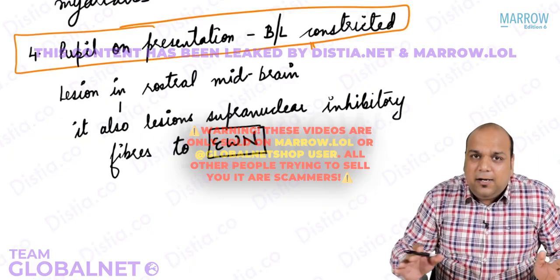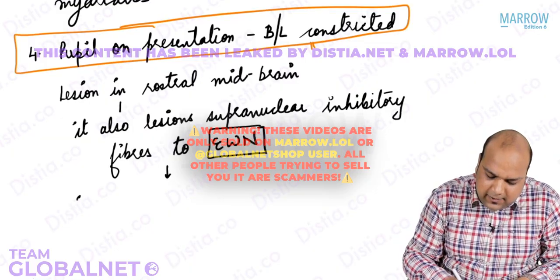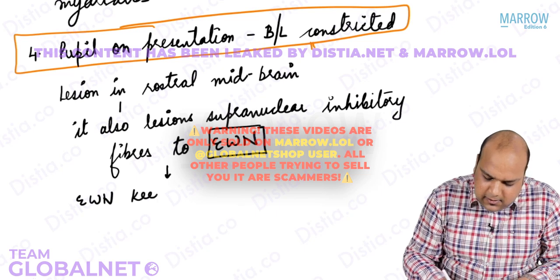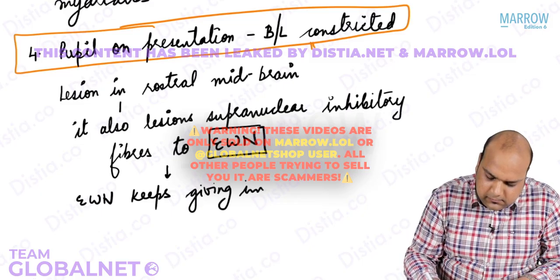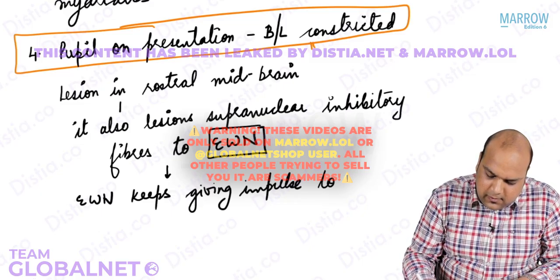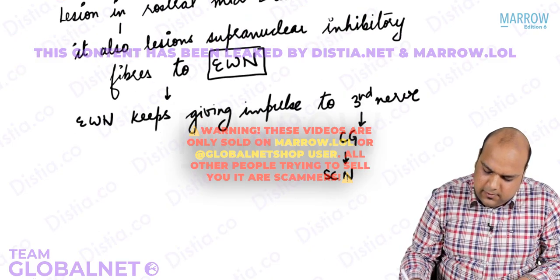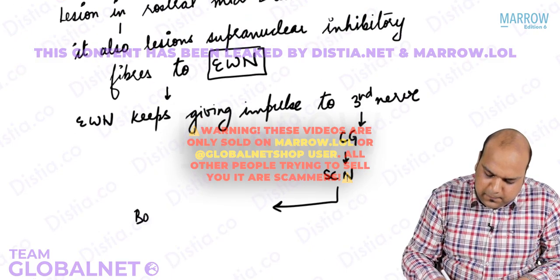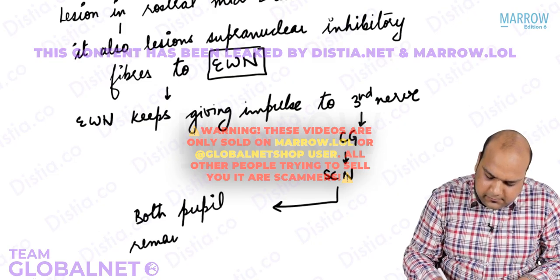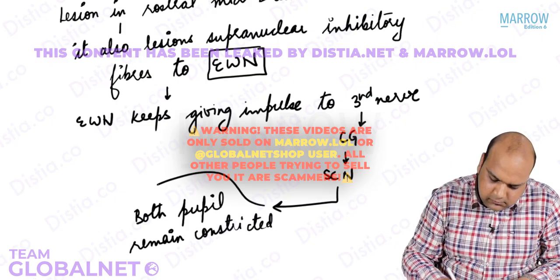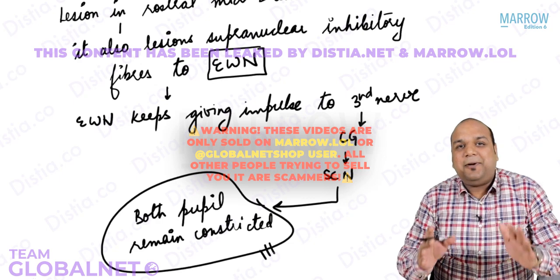See, every nucleus has to have an inhibitory impulse to stop the impulse that it sends. But because the inhibitory impulses are lost, Edinger-Westphal nucleus keeps giving impulse to third nerve, from third nerve ciliary ganglion, then short ciliary nerve, and thus both pupils remain constricted. Are you understanding what I am trying to say?